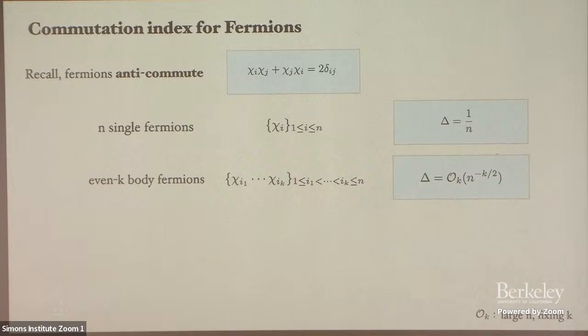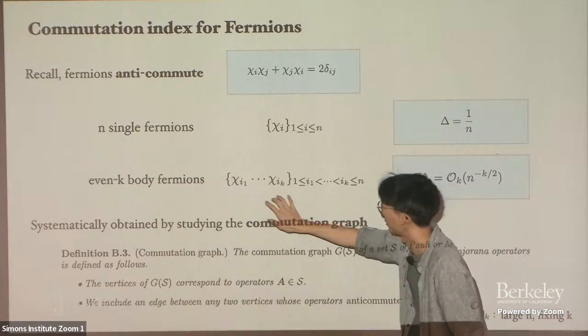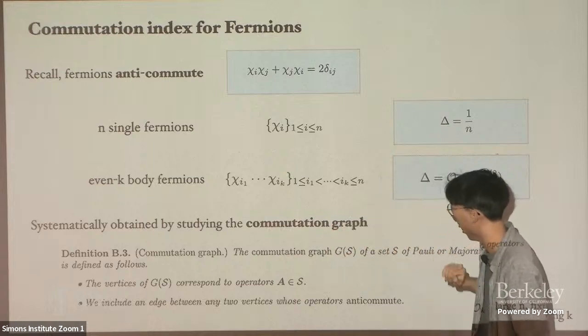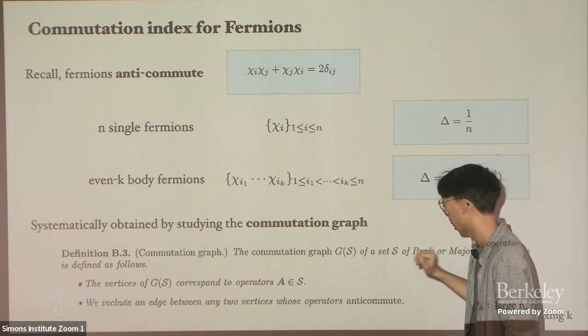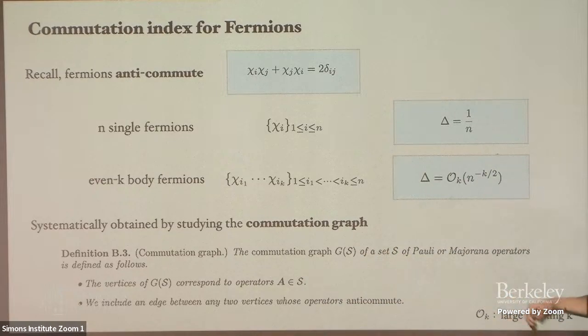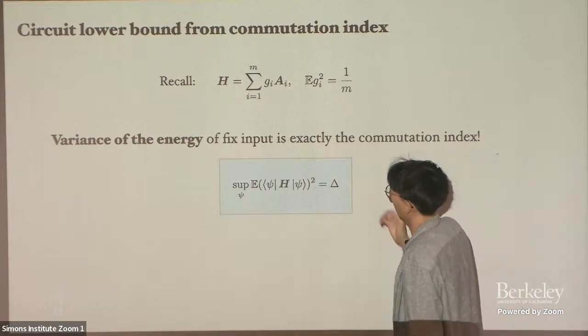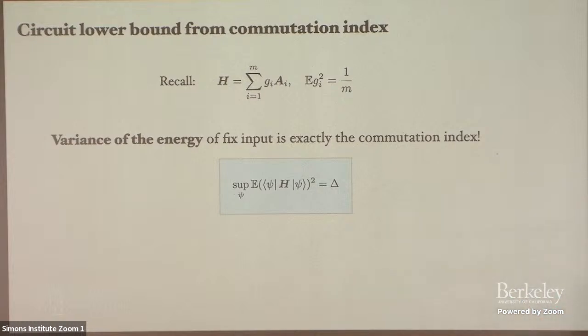And this becomes quite involved, and you have to take these fermions and consider the commutation relations of these operators. Basically, you draw an edge if the operators anti-commute. And then you have to really do a lot of calculation on the graph properties of this. Okay, so suppose you just accept that this delta can be calculated, and it's very small.